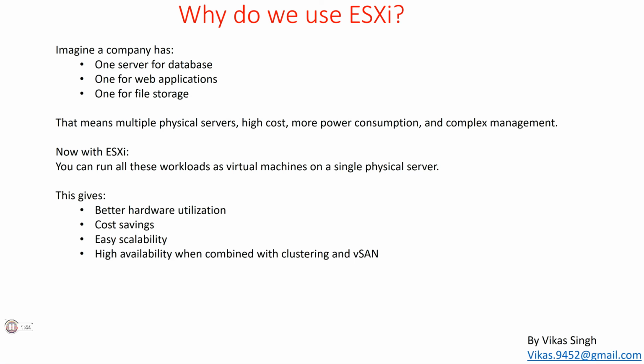Let's understand it with a real life example. Imagine a company has one database server, one application server, and one file storage server. That means multiple physical servers, high cost, more power consumption, and complex management. Now with ESXi, you can run all these workloads as virtual machines on a single physical server. That gives you better hardware utilization, cost saving, easy scalability, and high availability when combined with clustering with vSAN.